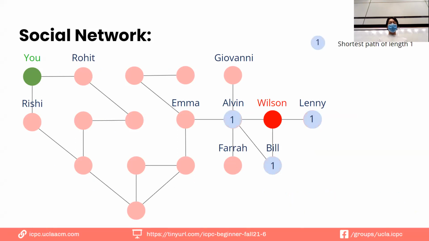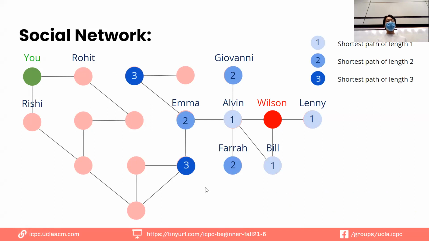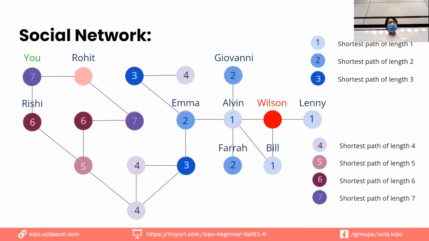So if we are Alvin, Bill, or Lenny, then we know that we can directly call Wilson because we have their number. They have Wilson's number. If we're Giovanni, Emma, Farah, it only takes 2 calls. They have to go through Alvin, and we can keep branching out like this. So the people who haven't been assigned a path length will be assigned 1 plus that path length. So these 2 people here have a path length of 3, and so on. So we can keep expanding outwards. You can see a pattern showing up where we're expanding outwards for increasing paths. So from this, you can see Rohit is the furthest away from Wilson.